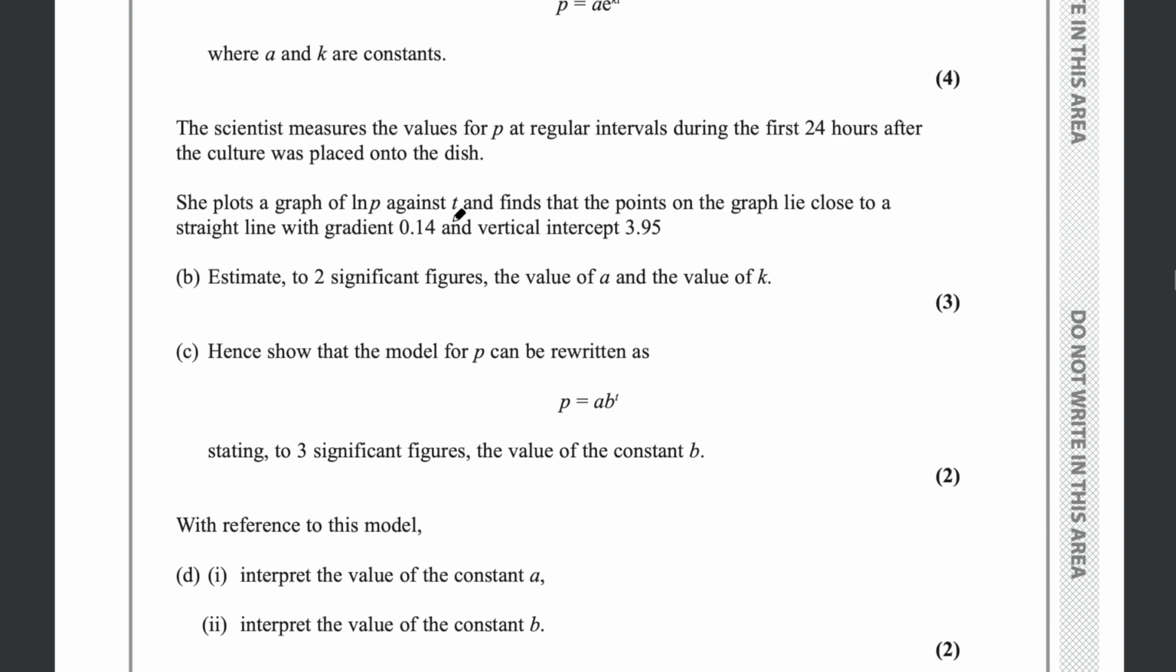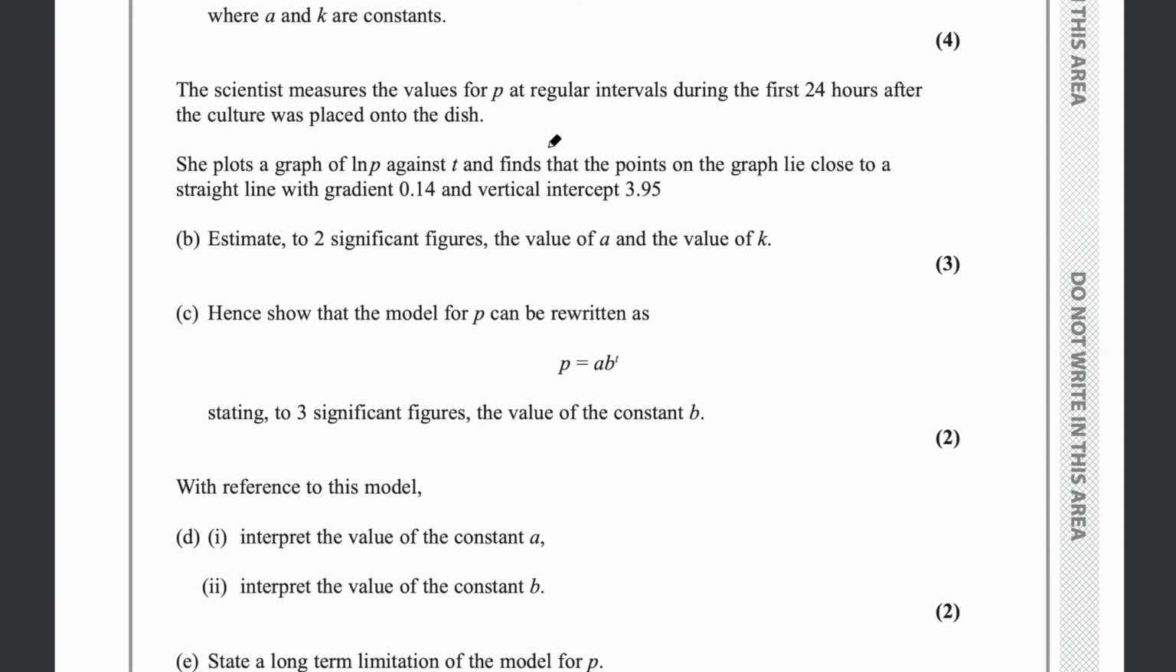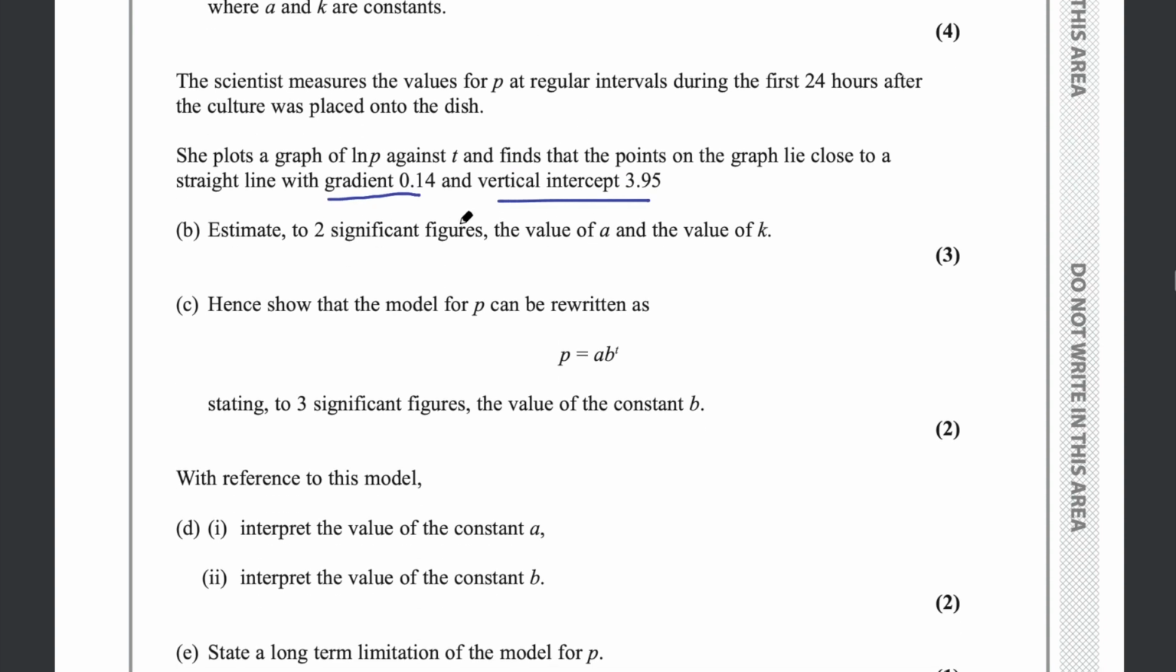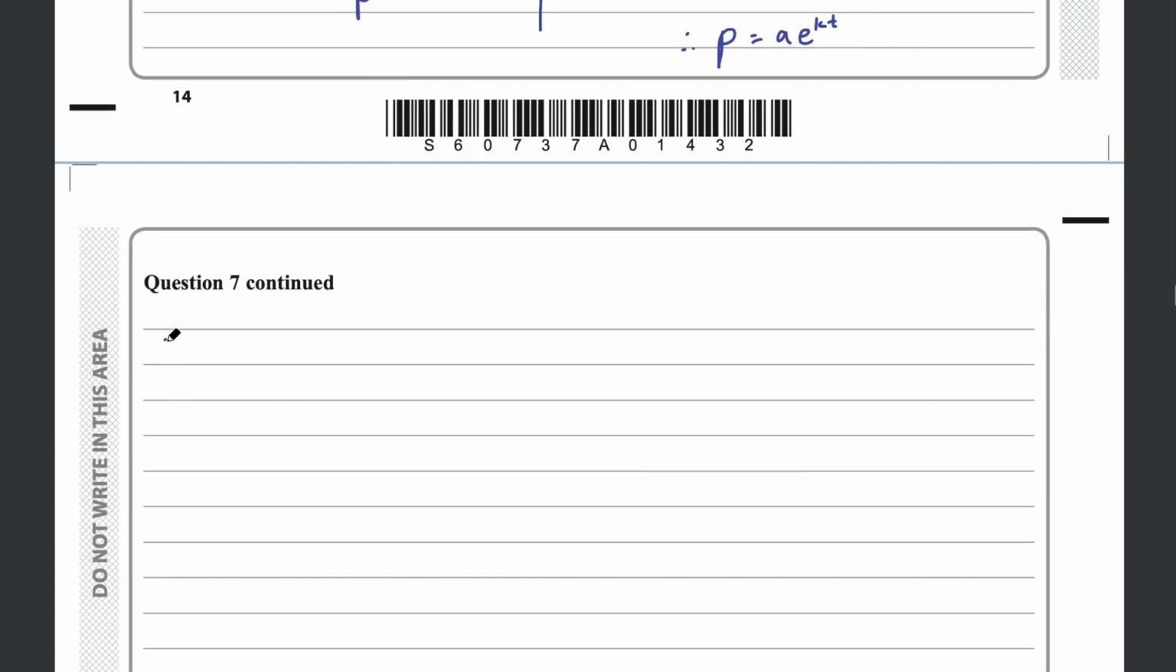Part B says the scientists measured the values of P at regular intervals during the first 24 hours after the culture was placed onto the disk. She plots a graph of the log of P against t and finds the points on the graph lie close to a straight line with a gradient 0.14 and vertical intercept 3.95. Part B says estimate, to two significant figures, the value of a and the value of k. Okay, so important information there is the gradient and the vertical intercept, or the y-intercept, and we're talking about the graph of the log of P. Alright, so let's start B down here.